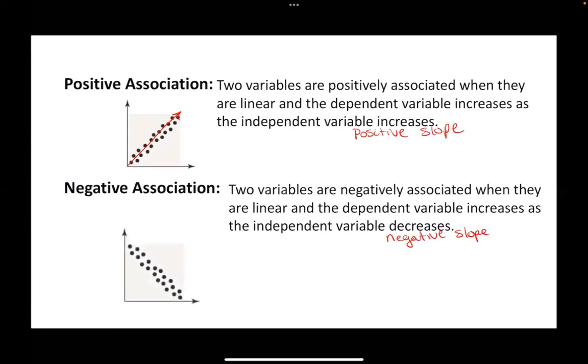I like to think of it as slope because that's easier for me to remember, rather than looking at, okay, this one's going up and this one's going down. Just look at the slope. If it goes downward from left to right, then it is a negative association.